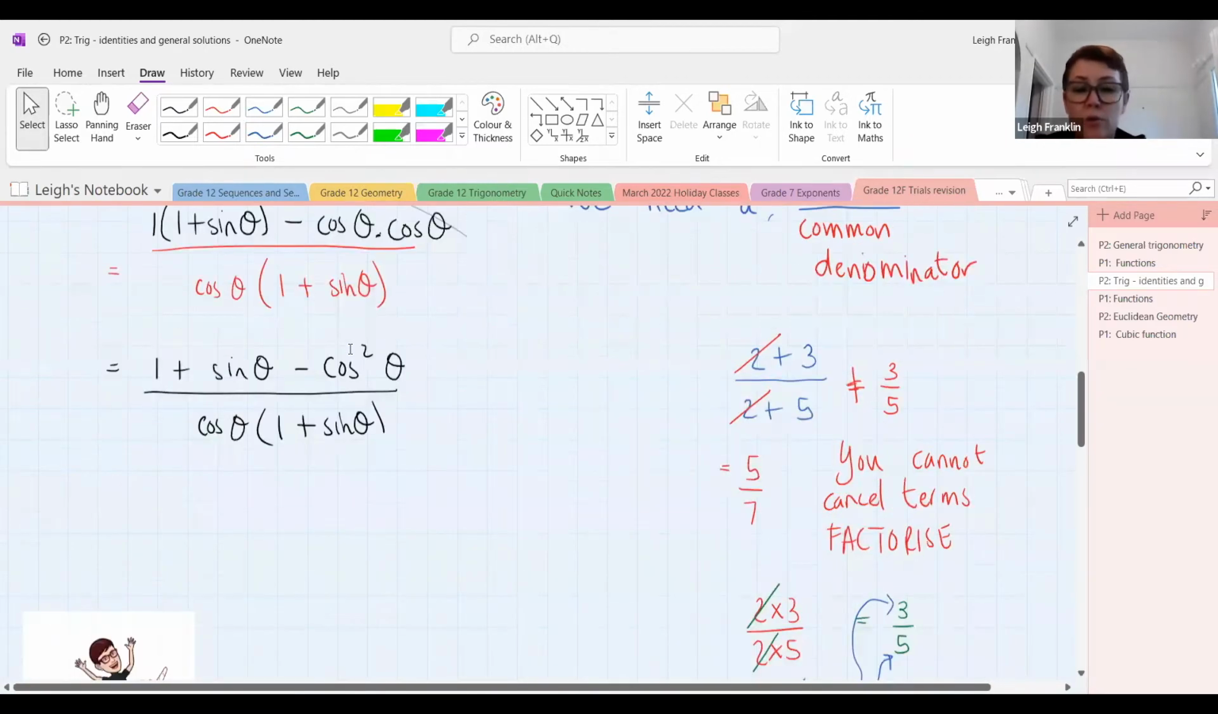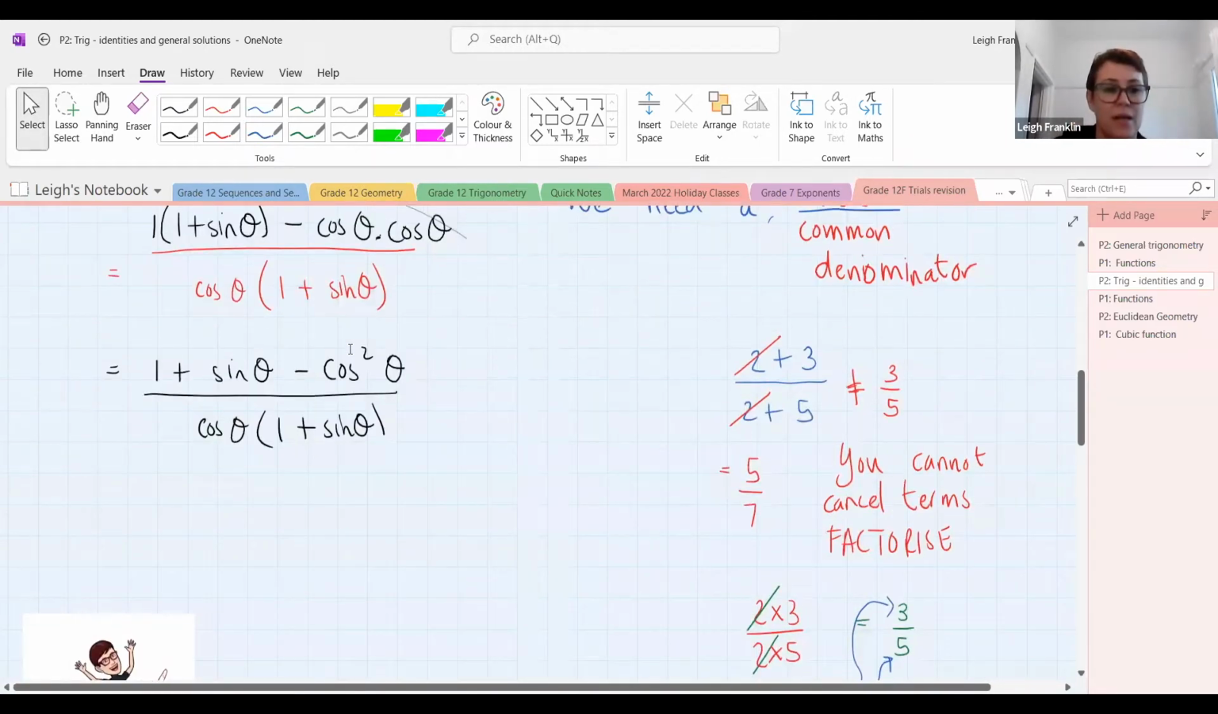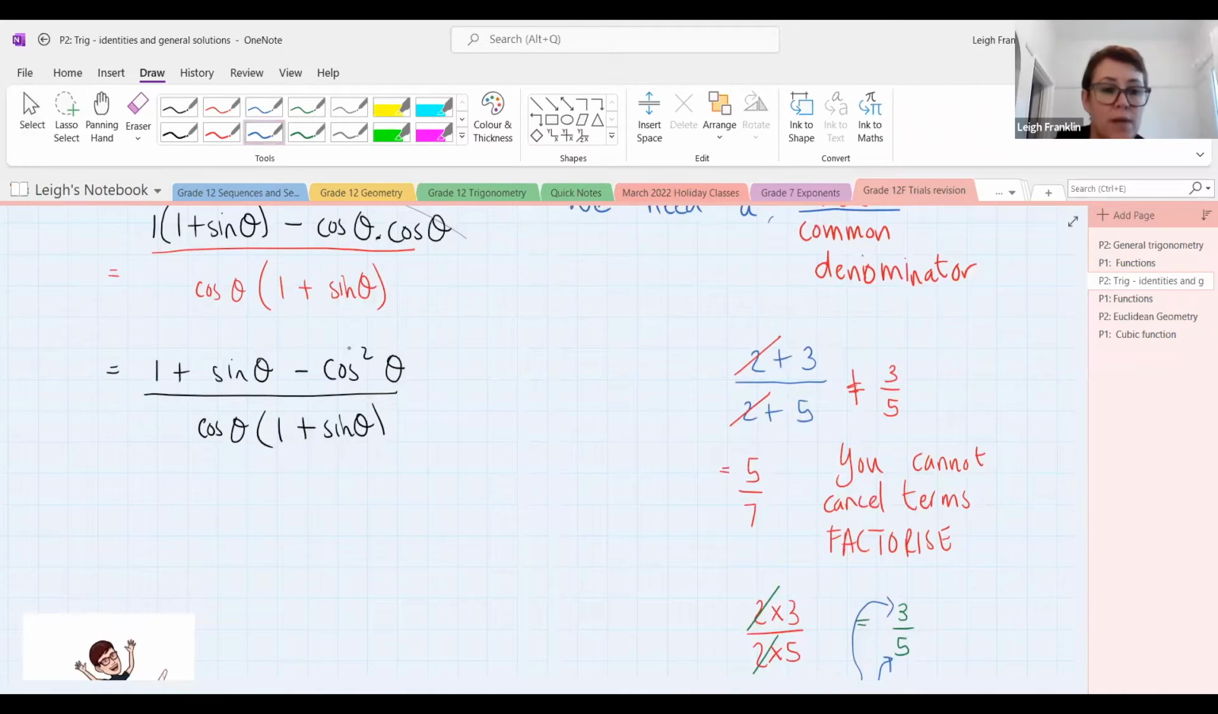So when you see pluses and minuses, like we do in the numerator over here, we have to factorize if we want to try and cancel down. We cannot cancel sine theta at the top with sine theta at the bottom. Okay, so we have to try and factorize. Now, there's a couple of things that we could do here if we're looking at the numerator.